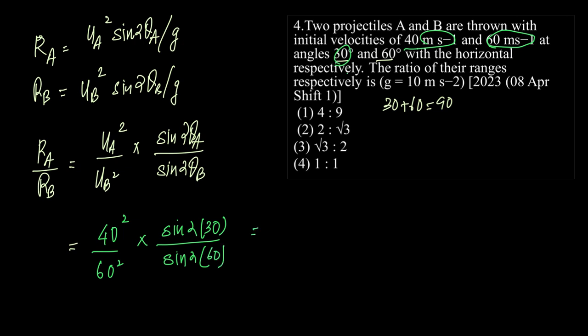This could further be written as 40 square by 60 square, which can be written as 4 square by 6 square into sin 2 30 is sin 60, and sin 2 60 is sin 120. Now I would do this like this.